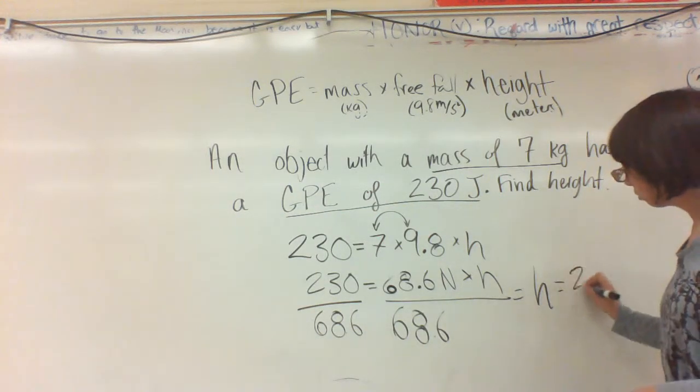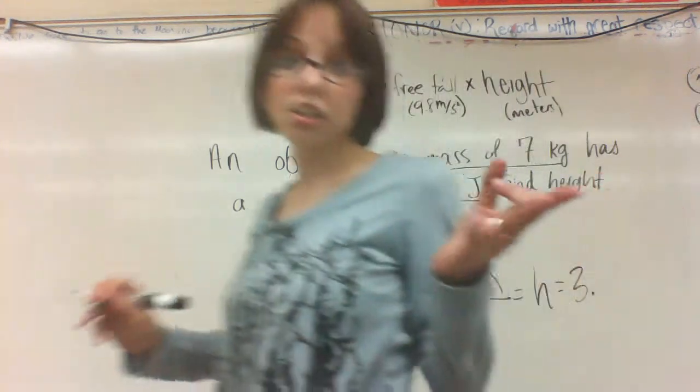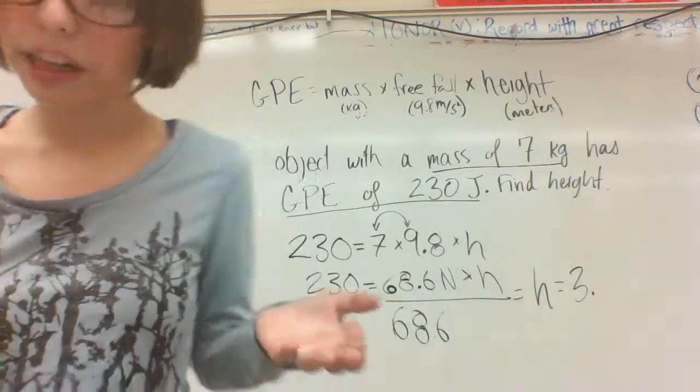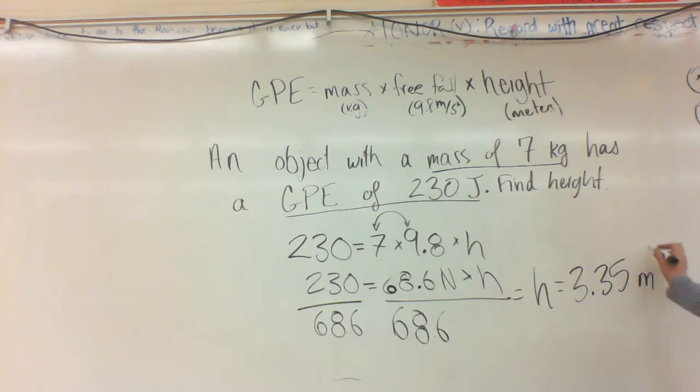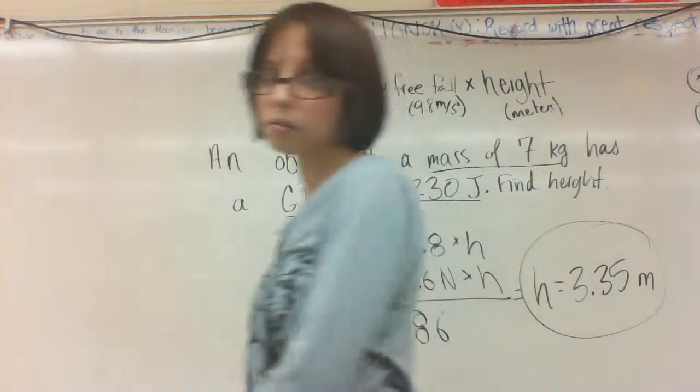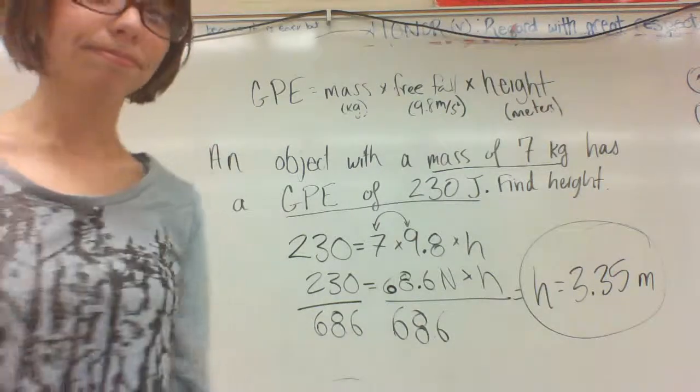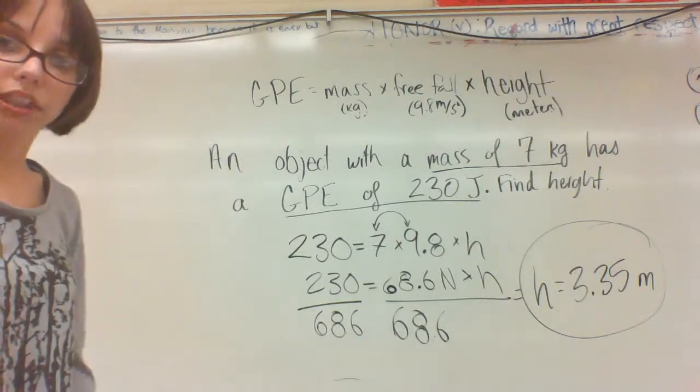H is equal to 3, and again, I'll do 3 digits because I like 3 sig figs, they make my life easy. 3.35 meters. And hopefully this is the answer you got. If you do not, please double check your work, double check my work, because I make mistakes too. So that is how we do that.